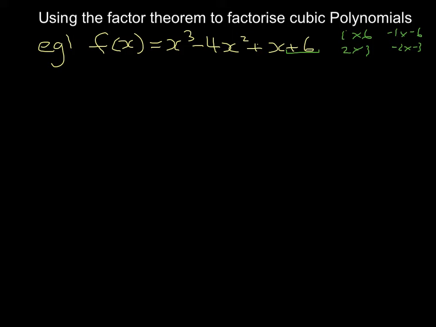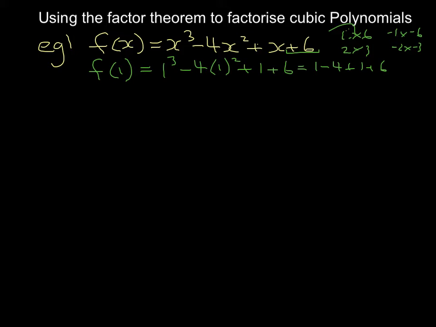So pick a factor, and the easiest one to do is obviously 1. So I'm going to try the value of 1 going into here. I'm just going to use the value of 1 for starters. Okay, so I'm going to substitute x equals 1, which will equal 1 cubed, take away 4 by 1 squared, plus 1 plus 6. What does that equal? So 1 cubed is 1, 1 take away 4, plus 1 plus 6.